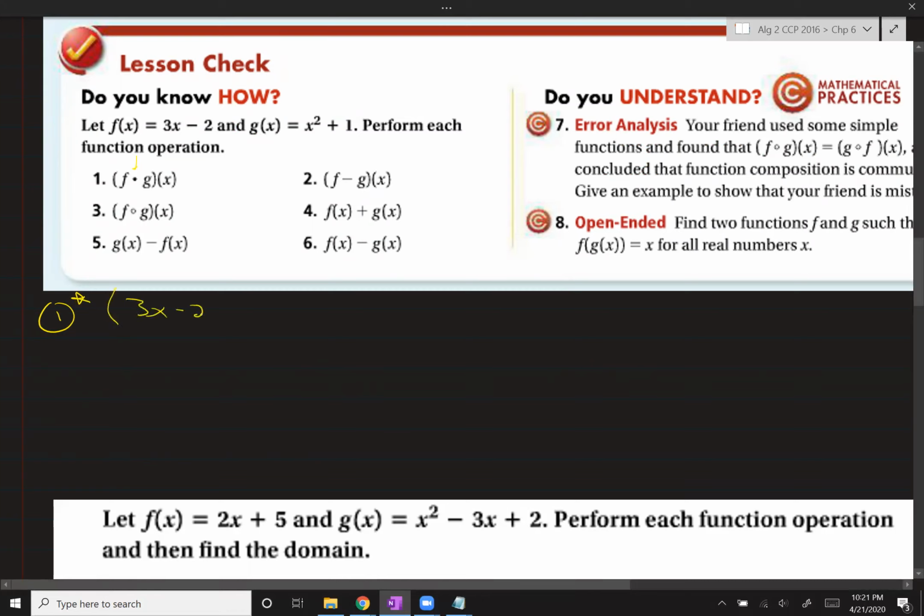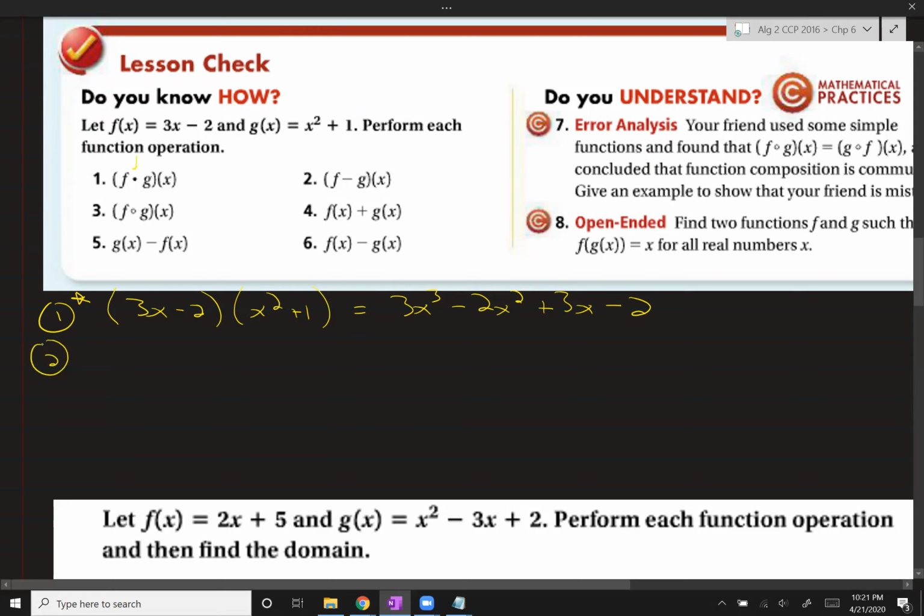We got 3x minus 2, and we have x squared plus 1. We're simply going to FOIL this together to get our answer. Three x cubed. On the inside, I get minus 2x squared plus 3x on the outside and minus 2. These are unlike terms, so we get to stop there.